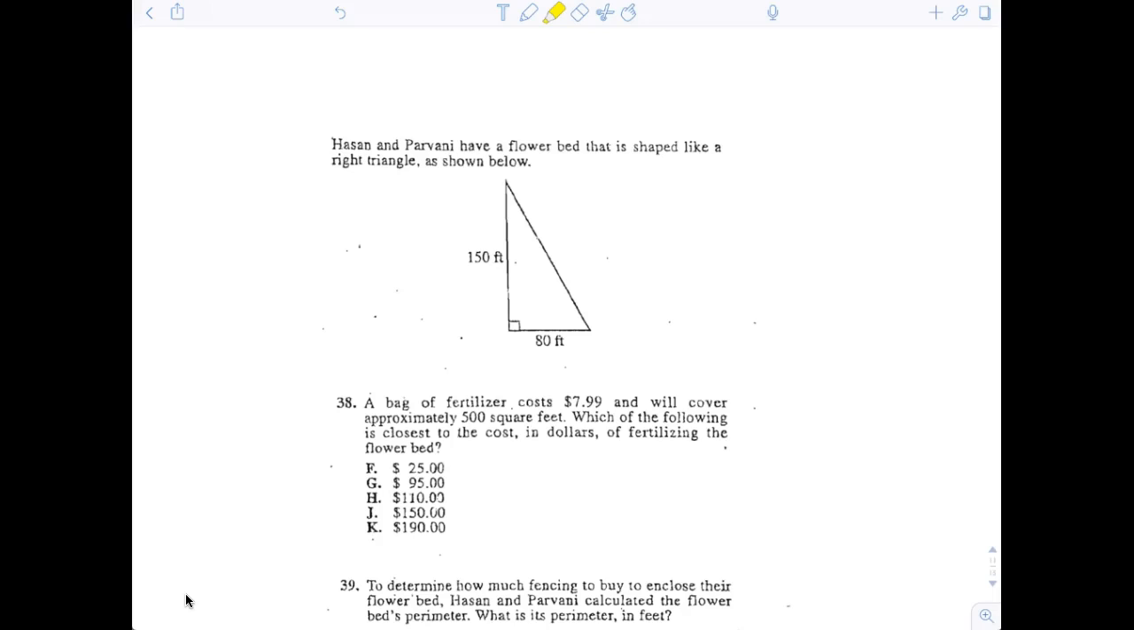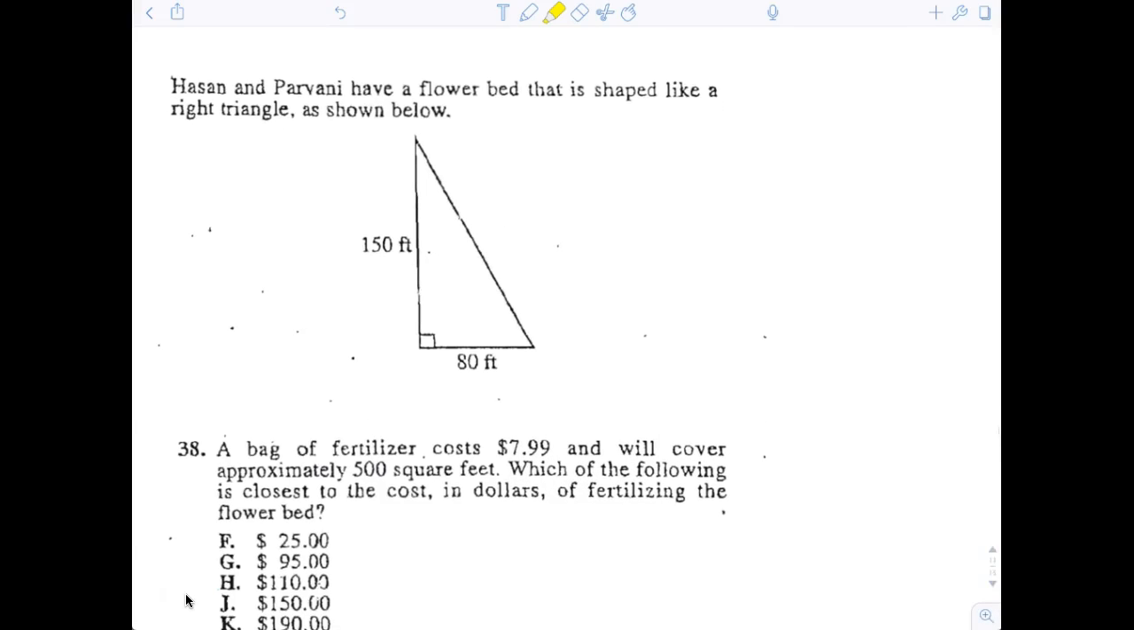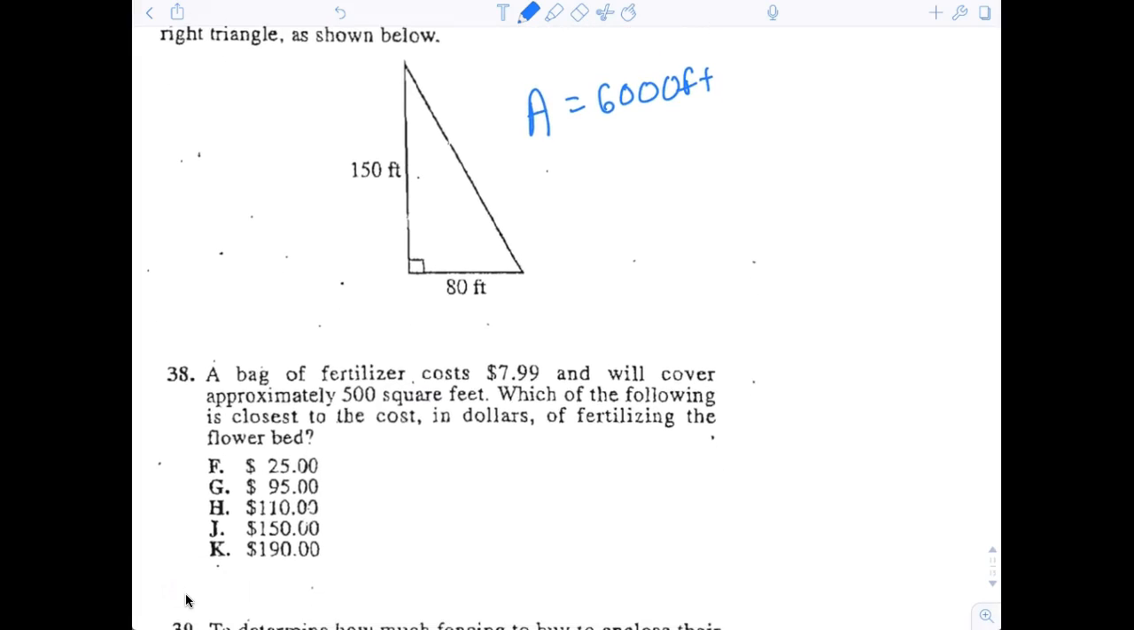So a bag of fertilizer costs $7.99 and will cover approximately 500 square feet. Which of the following is close to the cost in dollars of fertilizing the flower bed? All right, so the area here is how much? Yeah, 6,000 square feet, right? And now it says, how many bags am I going to need? I'm going to need 12 bags, correct? Yep, and then multiply that by $7.99. And it's roughly what? Guys, is everybody happy with that?